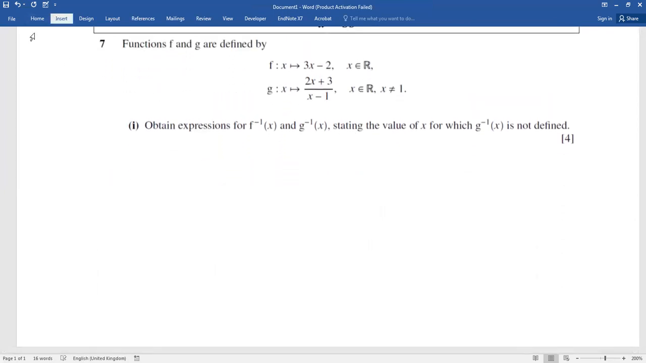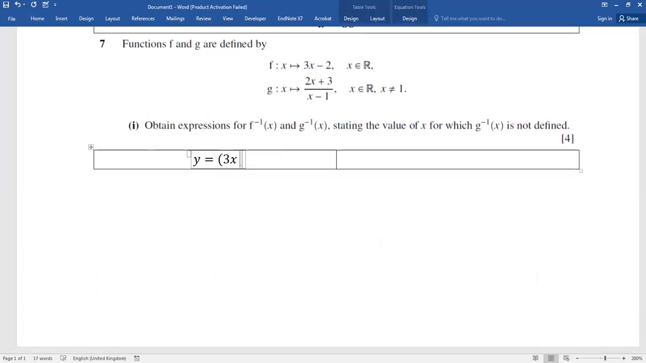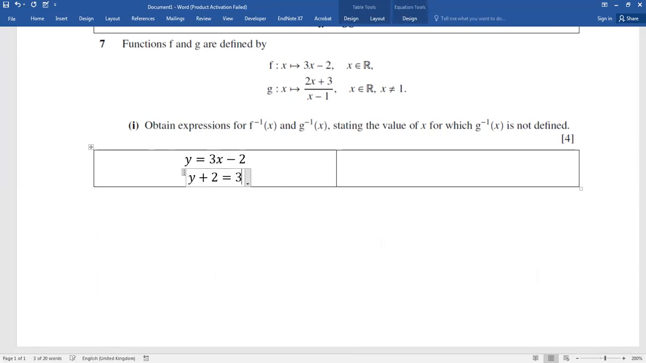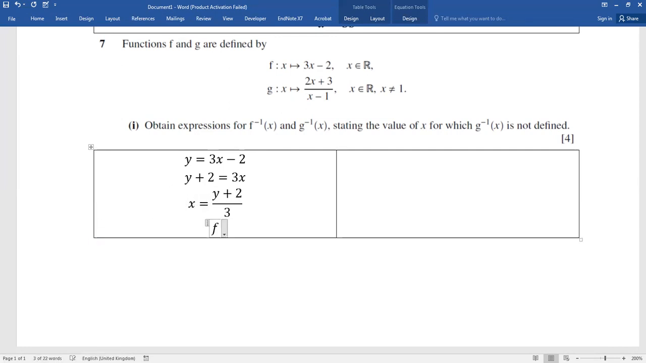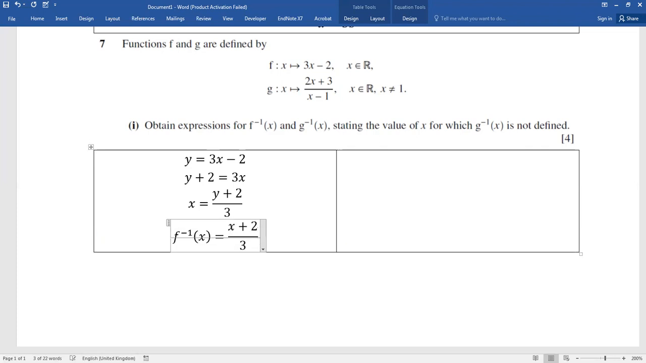Form the inverse of both the functions. How do we do that? y is equal to 3x minus 2. Make x the subject of the formula. I'll just write the entire thing as the inverse. Now y is equal to 2x plus 3 upon x minus 1. y multiplied by x minus 1 is equal to 2x plus 3.